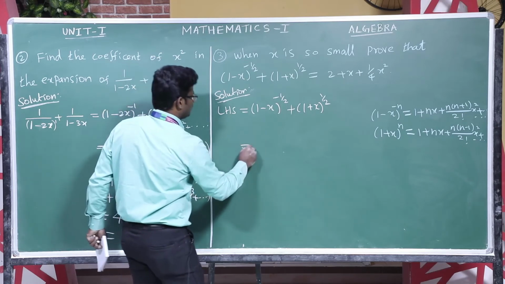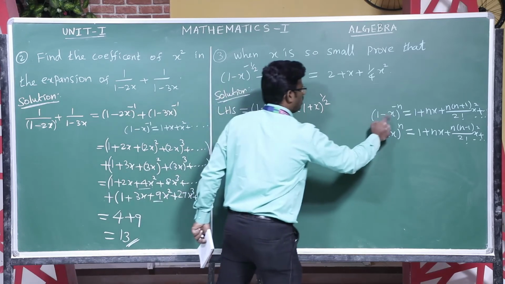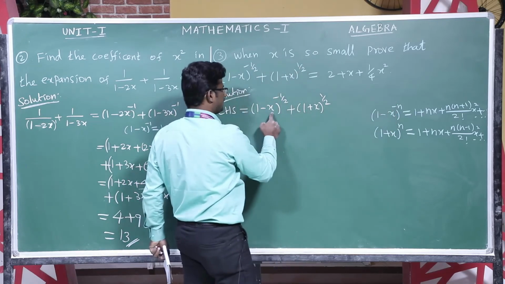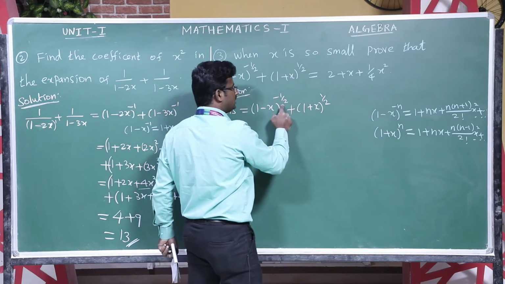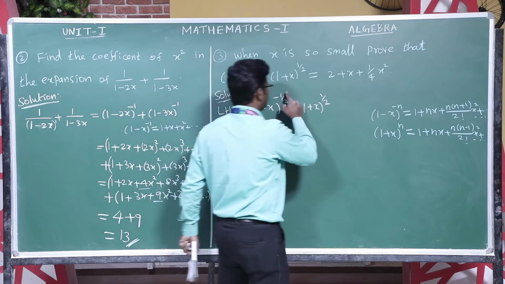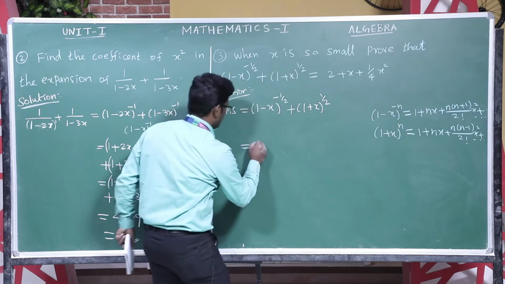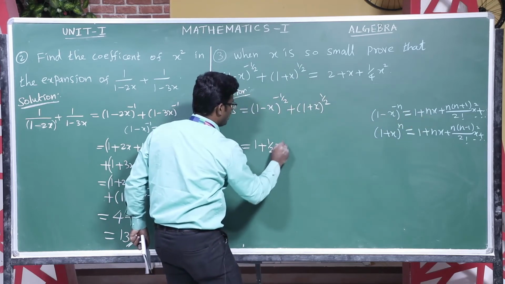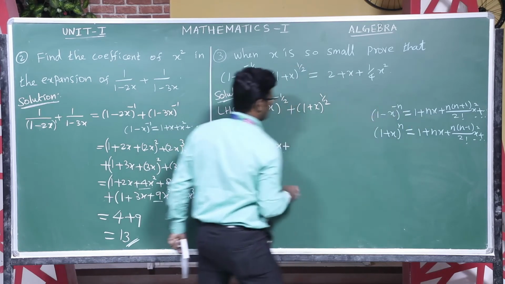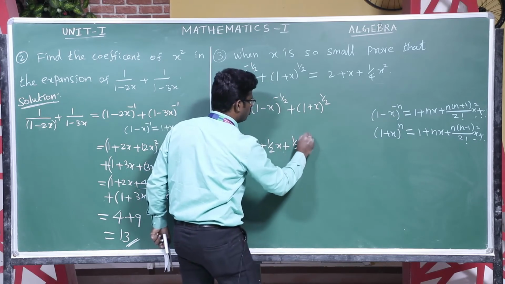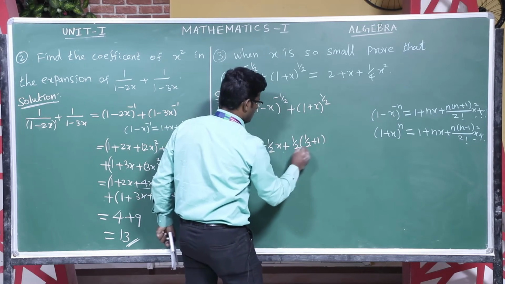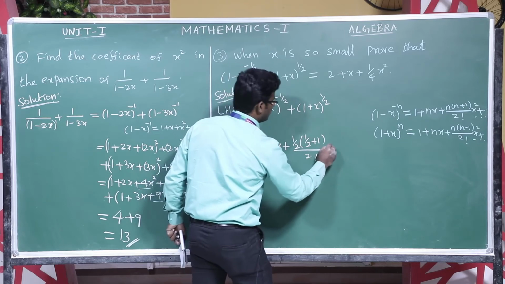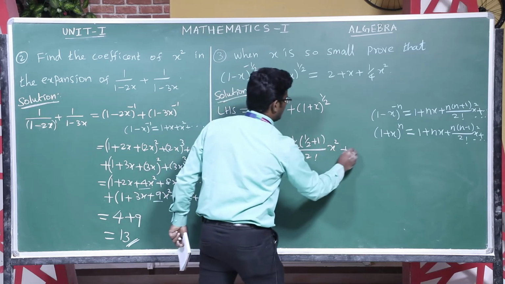Now I can substitute into the formula for 1 minus x all to the power minus n, replacing n by 1 by 2. That gives 1 plus nx, that is 1 by 2 x, plus n into n plus 1, that is 1 by 2 into 1 by 2 plus 1, by factorial 2, x square plus etc.